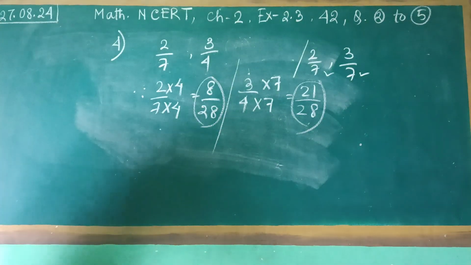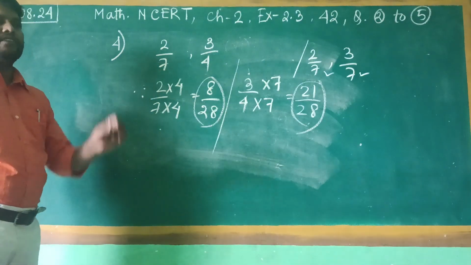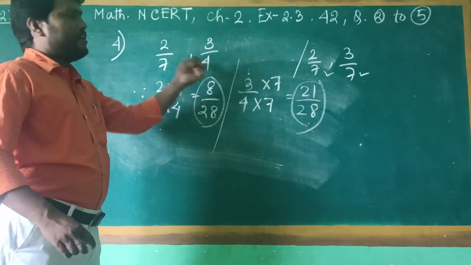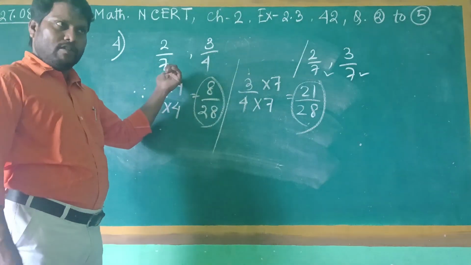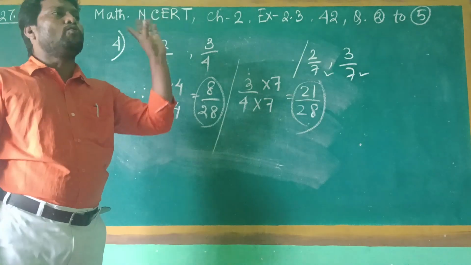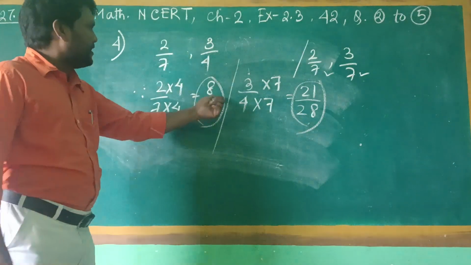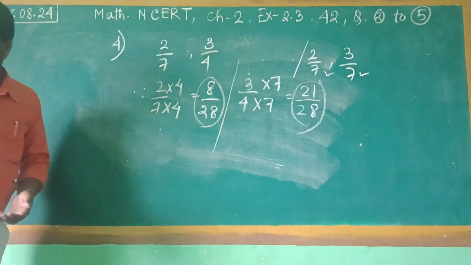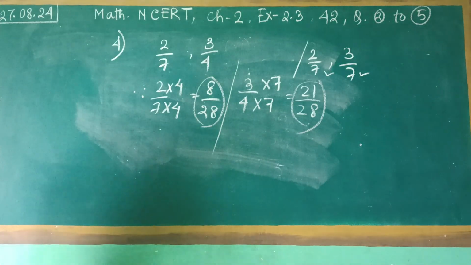Understand? So this is the technique to convert unlike fractions into like fractions. You may also solve in this way. At first, find the LCM of the denominators 4 and 7, which is 28. Multiply both fractions by 28. You will get two whole numbers, 8 and 21. You can do it. Okay. Next.